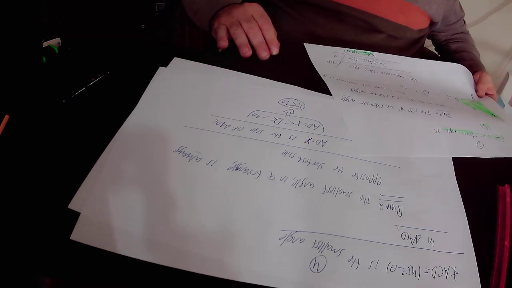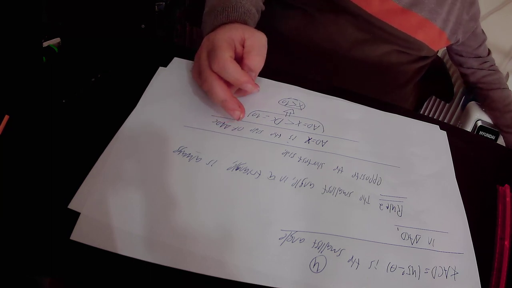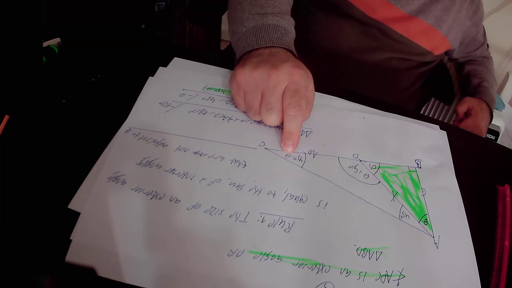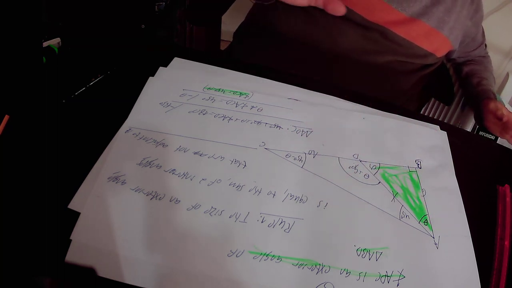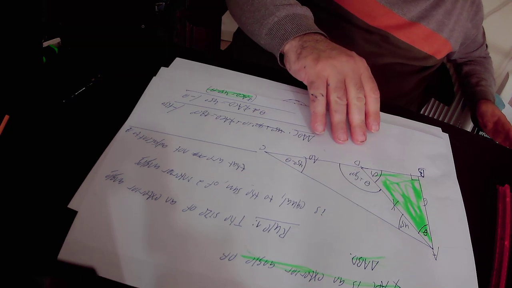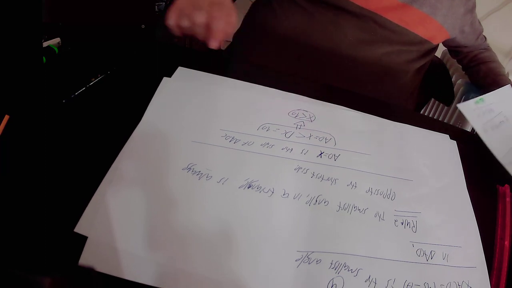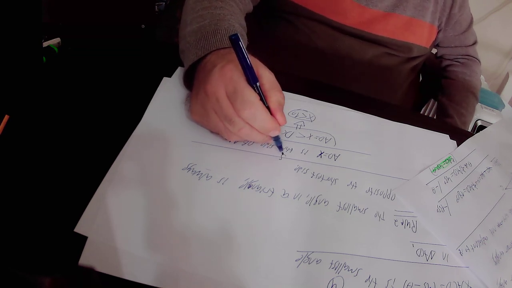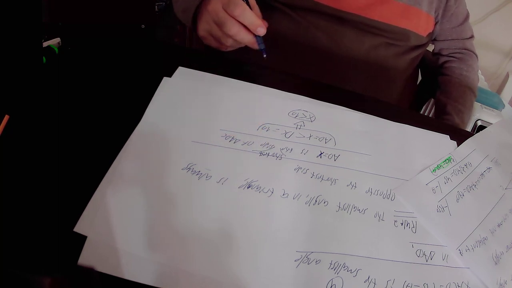Then we have rule number two. According to rule number two, the smallest angle in a triangle is always opposite the shortest side. So according to rule number two, this smallest angle is located opposite the shortest side. That is to say, AD that is equal to x is the shortest side in triangle ADC, according to rule number two.